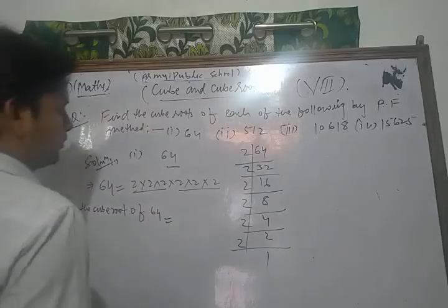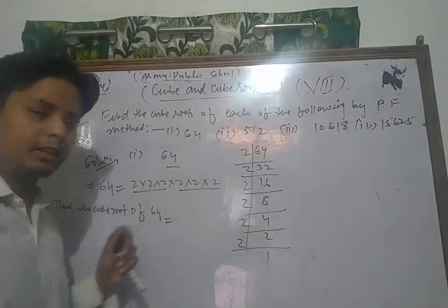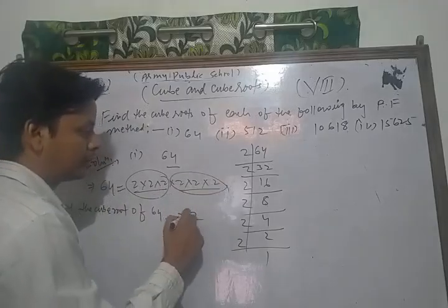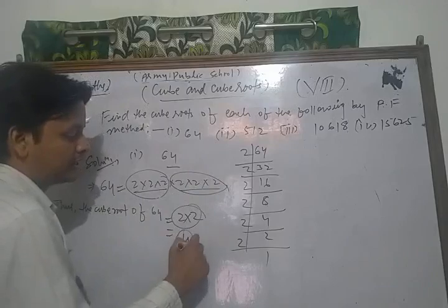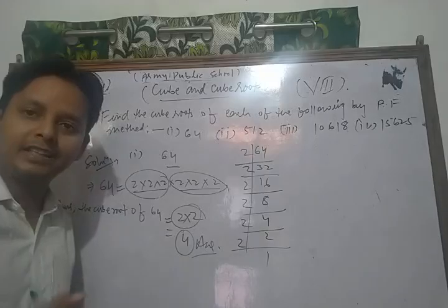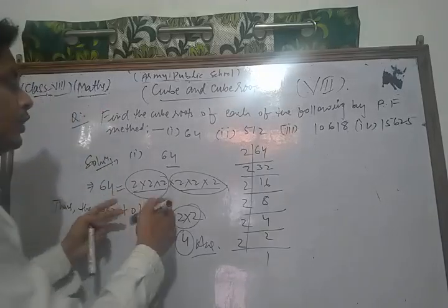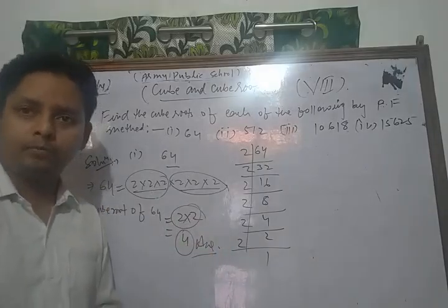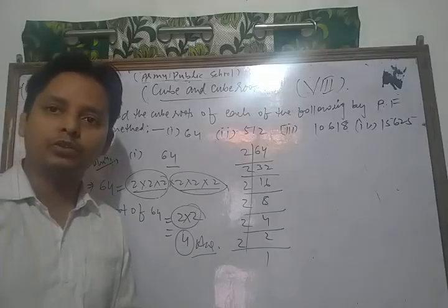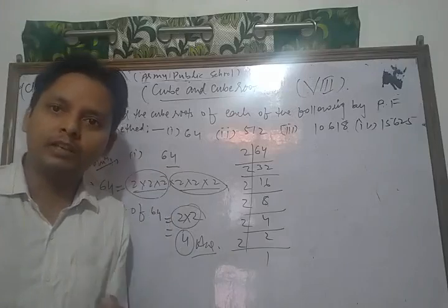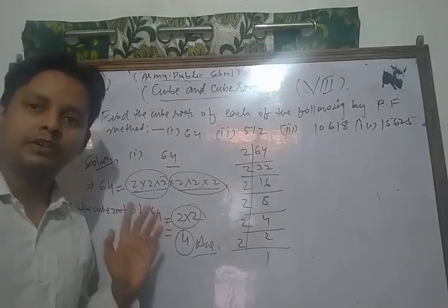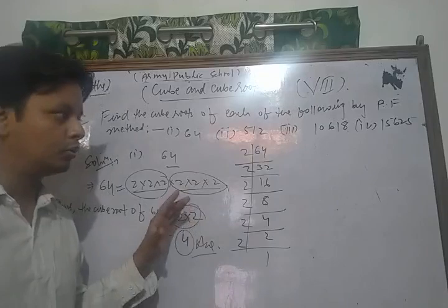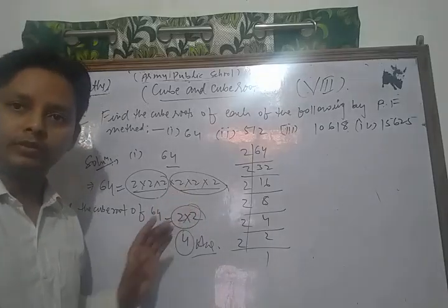Thus the cube root of 64 is, we take 1 2 from this triplet and 1 2 from this triplet and multiply them. 2 2s are 4. So this is the cube root of the given number. So for finding the cube root, first of all you write the given number in prime factorization, form the grouping of the factors in triplets of equal factors, and you take one number from each of the triplets and multiply them, you get your result. So this is the process of finding the cube root of the given number.